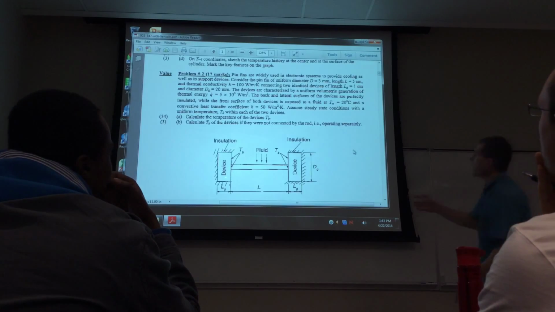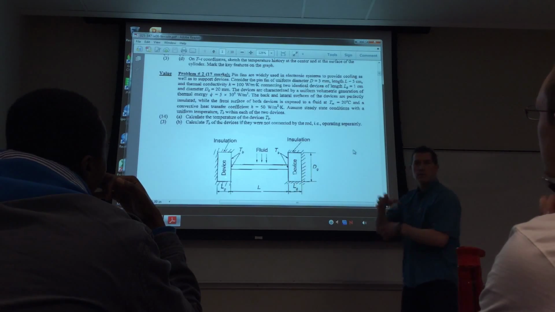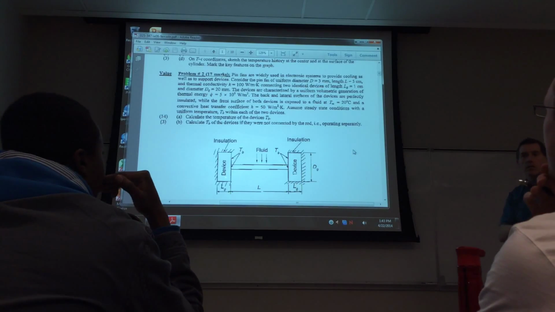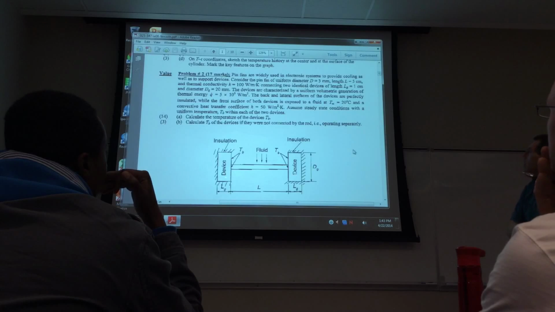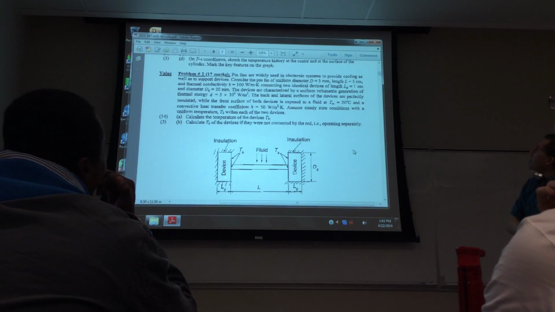Well, first of all, if I see something that looks like that, I'm pretty sure it's a fin. It's some kind of a rod with flow over it. But does it say pin fins? Yeah, does it say pin fins? Okay. What a giveaway.